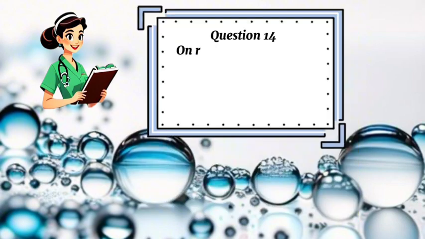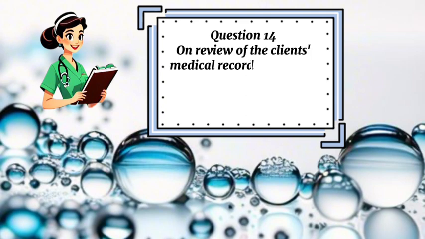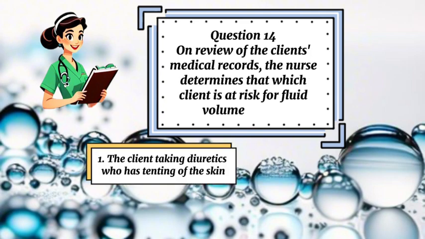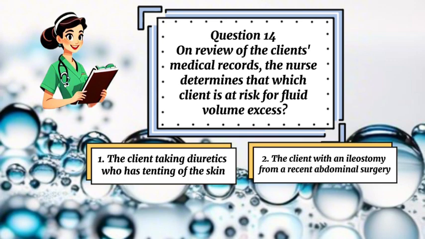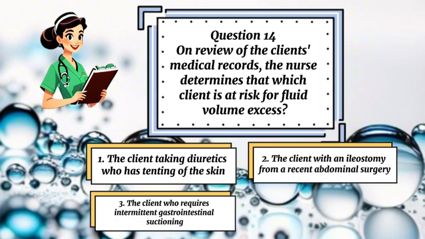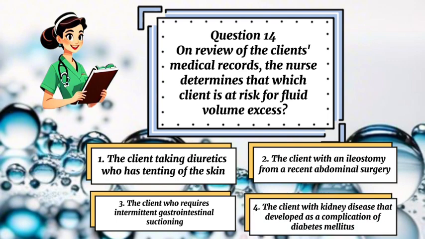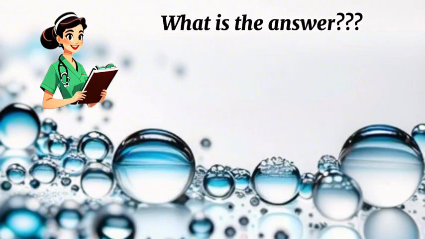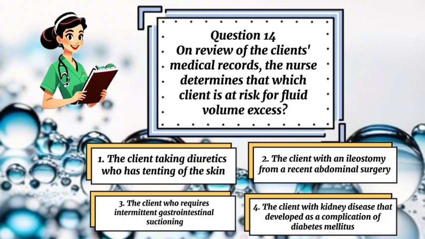Question 14. On review of the clients' medical records, the nurse determines that which client is at risk for fluid volume excess. 1. The client taking diuretics who has tenting of the skin. 2. The client with an ileostomy from a recent abdominal surgery. 3. The client who requires intermittent gastrointestinal suctioning. 4. The client with kidney disease that developed as a complication of diabetes mellitus. What is the answer? 4.